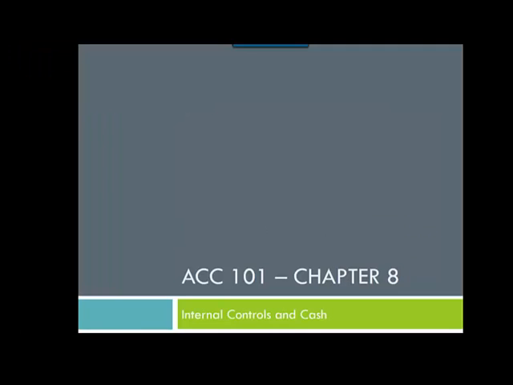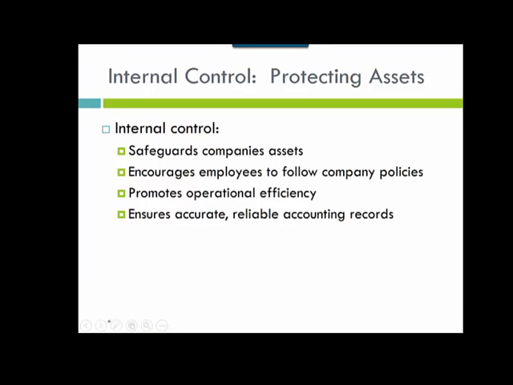All right, Chapter 8, Internal Controls and Cash. We have referenced this a little bit in the last two chapters about protecting our assets. That's really what internal controls are about. We need to have procedures in place that safeguard our assets. And our biggest assets here are going to be cash and our merchandise inventory if we are a merchandiser. And so we need to protect those.